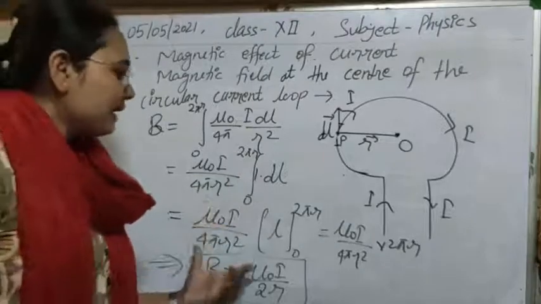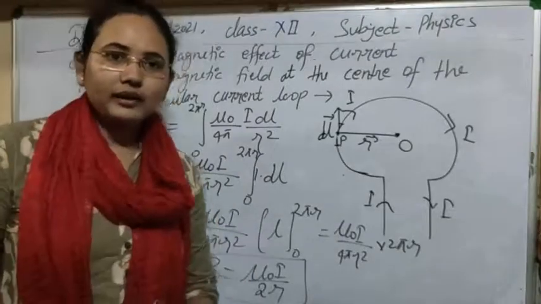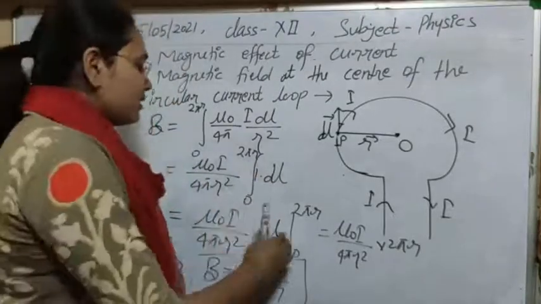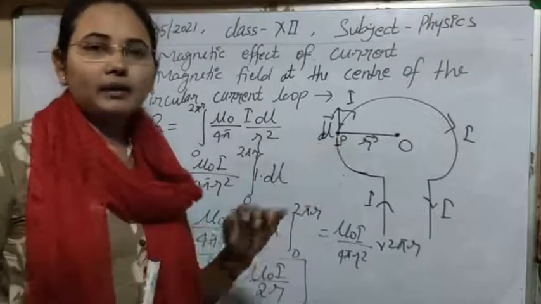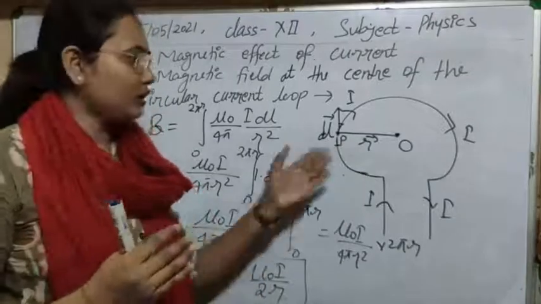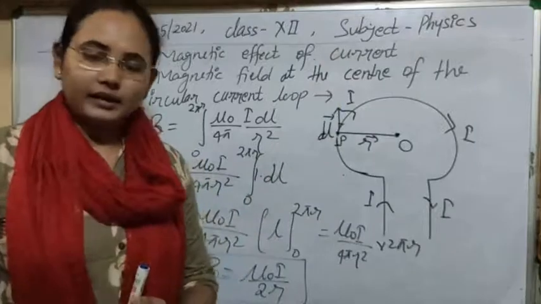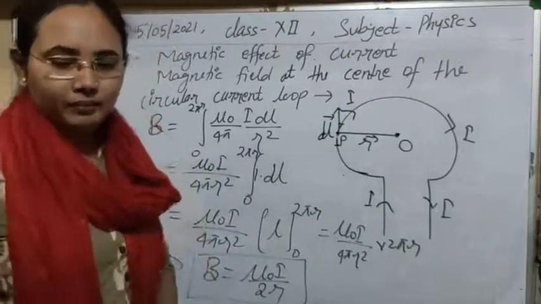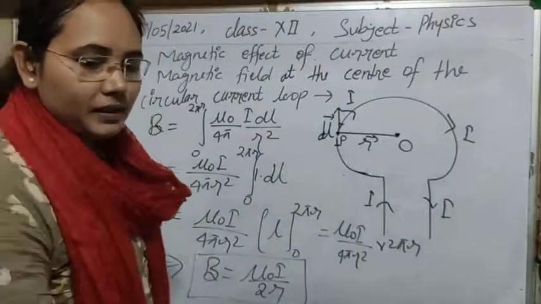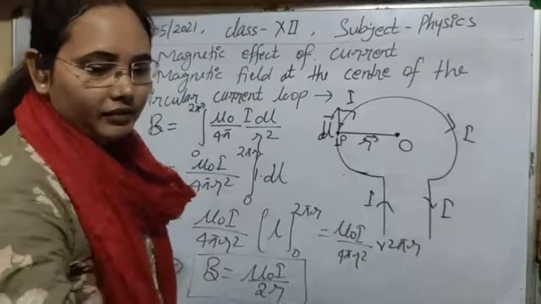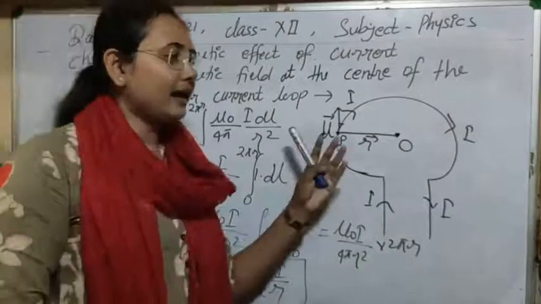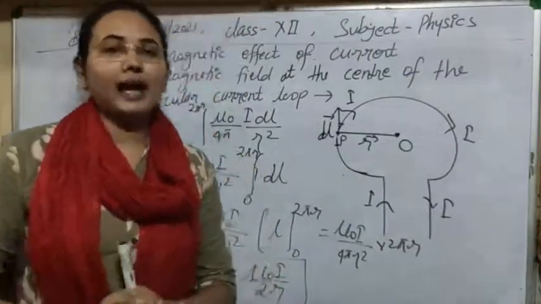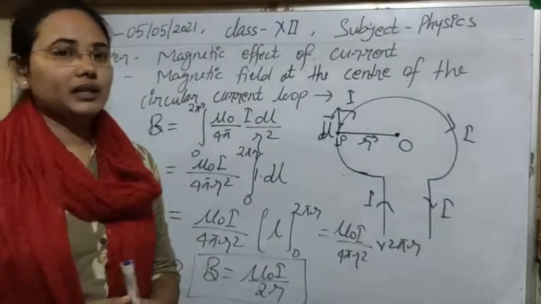So easily by using Biot-Savart law you can calculate the value of the magnetic field at any point if you have knowledge of any current carrying conductor. Clear, I think. So this was the special case. If we have to find out the magnetic field at any general point, at any axial point, how do we do it?